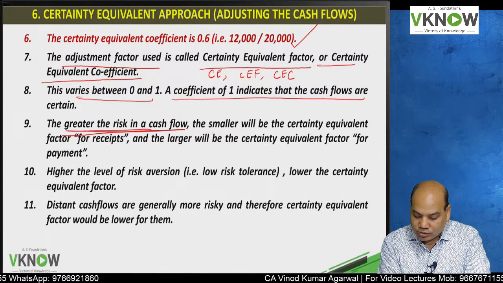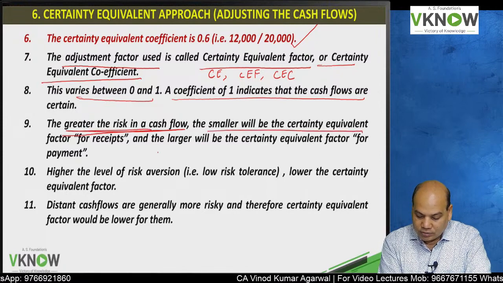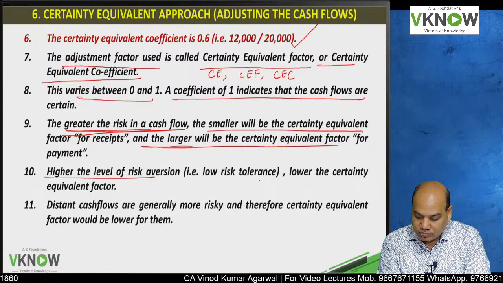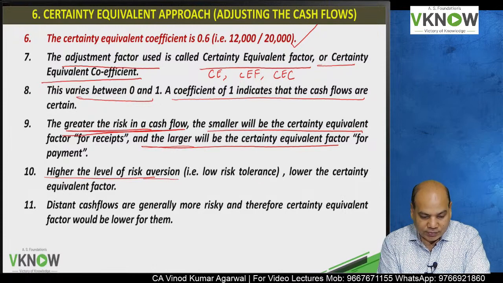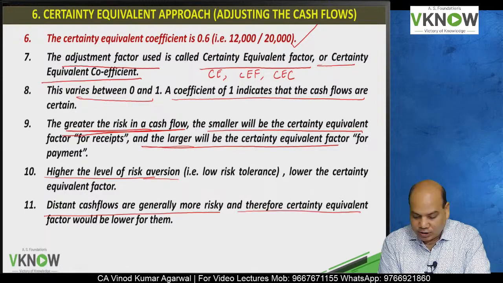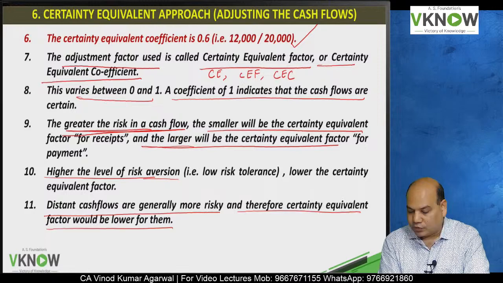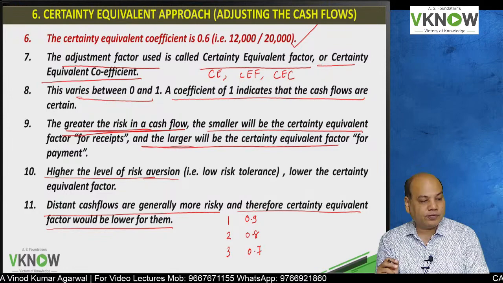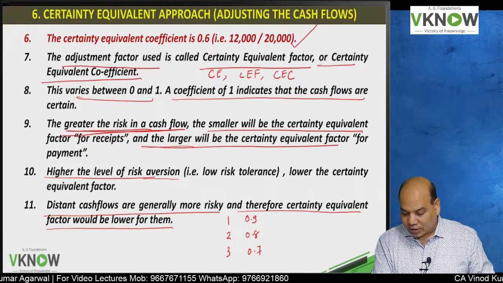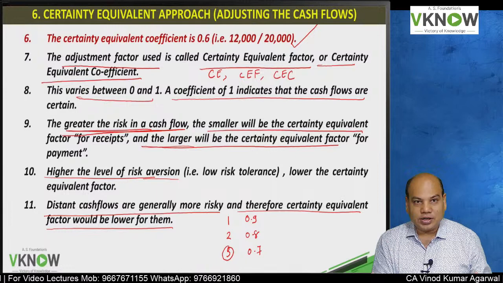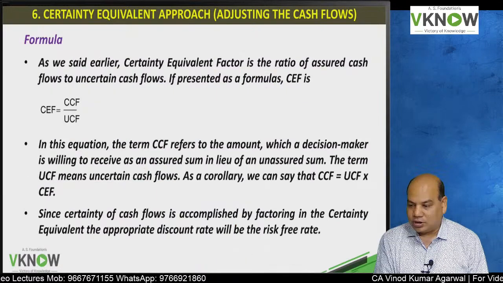Higher the risk, smaller will be the CC, and larger the CC, the risk will be less. Distant cash flows are more risky, therefore certainty equivalent factor would be lower for them. For example, certainty equivalent factor can be 0.9 for year 1 cash flow, 0.8 for year 2 cash flow, 0.7 for year 3 cash flow. As we go into distant future, the risk will increase, uncertainty will increase, and certainty equivalent factor will decrease.